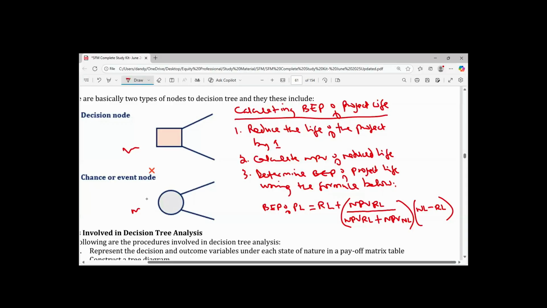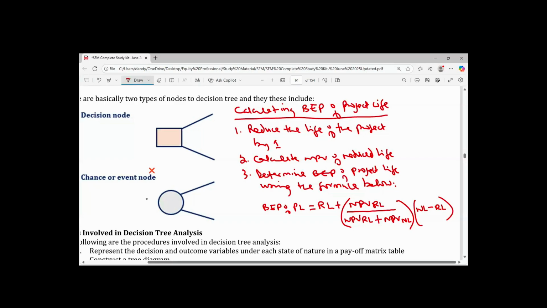To do that, there are three steps that you are going to carry out. The first step is to reduce the life of the project by 1. Then step 2, you calculate NPV of the reduced life. For example, if the useful life of the project is 5 years, when you remove 1 from 5 years, you have 4 years. Therefore, in step 2, you calculate the NPV for 4 years instead of 5 years. Then step 3 says you should calculate the break-even point of project life.